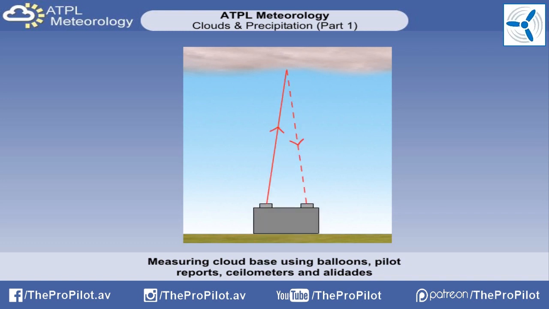Currently, laser cloud base recorders are used at most military or larger civilian aerodromes to measure cloud base heights accurately. These fire a laser beam upwards, which interacts with the cloud it encounters. A proportion of the beam is then reflected back down to ground level, where it is picked up by the receiver. These are known more commonly as ceilometers.